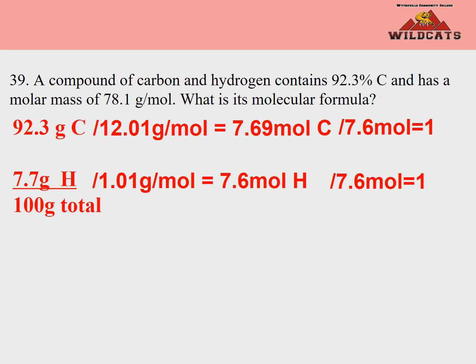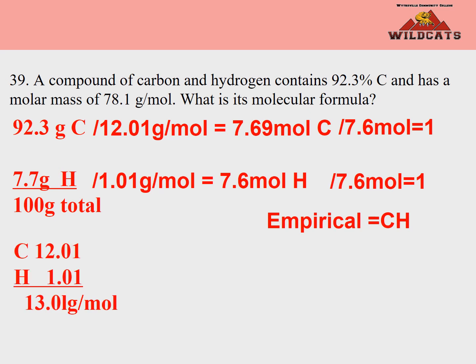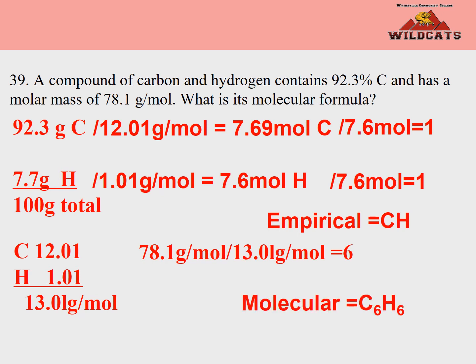But we want to know what's the molecular formula. So we're going to take this empirical formula of CH and find the mass of it. It's 13.01. And if you notice, 13.01 and 78 are not the same number. So I'm going to take the big one divided by the small one, and I end up with a number of 6. So my molecular formula is C6H6, which is a compound called benzene, which is really interesting for organic chemists.